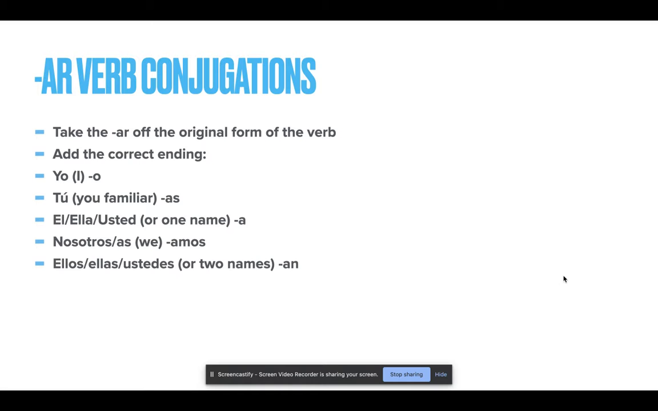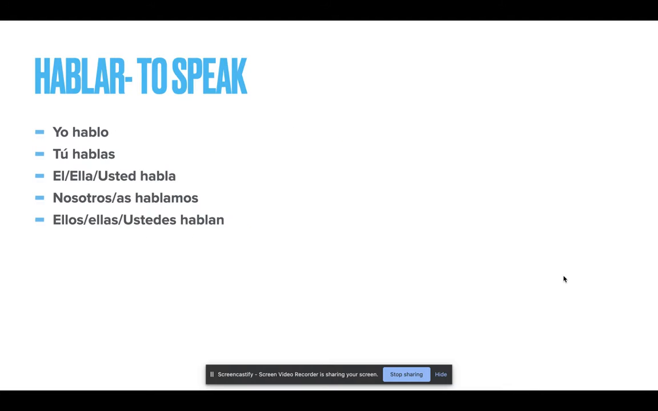Ellos, ellas, ustedes, or two names takes AN. So ellos and ellas is they. Ellas is all girls. Ustedes is you, plural. Or if you have two names like Pablo y Lisa, then you add AN. So let's see how that looks.